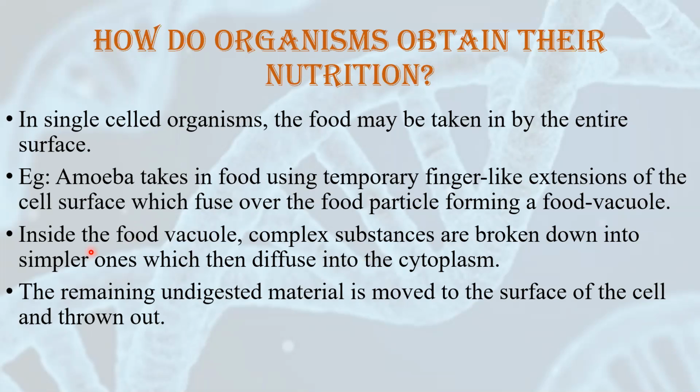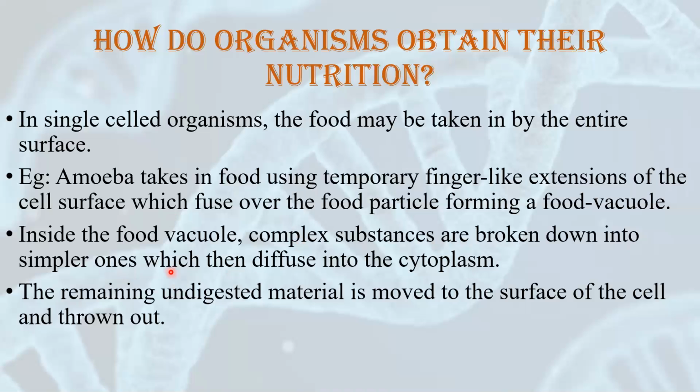Now what happens when the food enters the body of the amoeba? It is a single-celled organism, so when the food enters the cell of the amoeba, it forms a food vacuole. Inside the food vacuole, complex substances will be broken down and converted into simple substances. If you remember, the nutrition of amoeba is holozoic. That means amoeba takes complex organic substances as food, so it has to convert them into simpler ones.